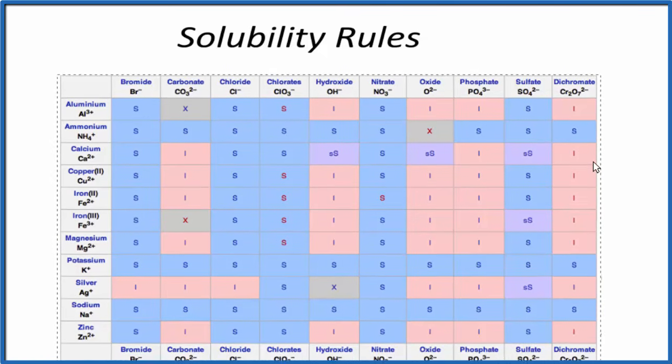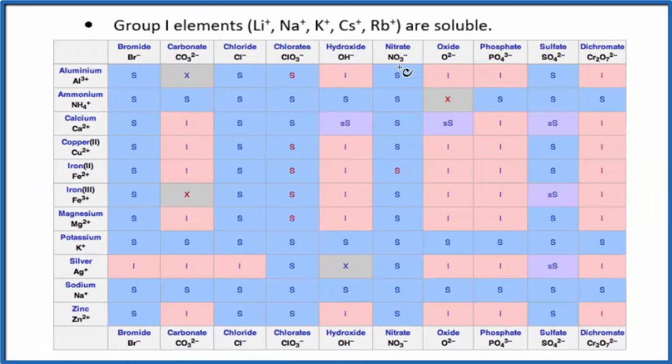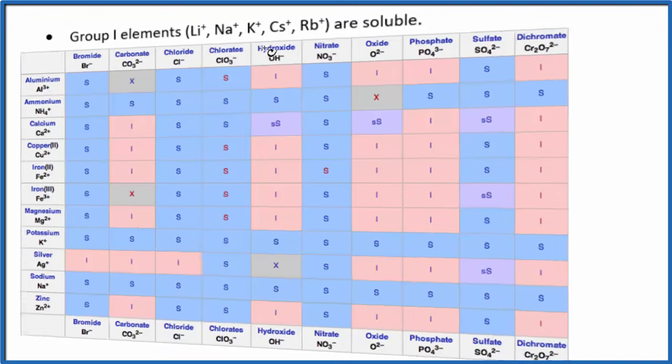So let's start out with the first rule. Group 1 elements. So when we go to the periodic table, we look at the elements in group 1, lithium, sodium, and so on. They are soluble. So as we look down, here's potassium. That's one of the group 1. If you look at this, every one of these has an S. So compounds with potassium like KNO3, K2SO4, they'll be soluble. Same for sodium. Find sodium here like NaCl or NaBr, Na3PO4. All of these are soluble. So the first rule, group 1 salts, they're going to be soluble in water.